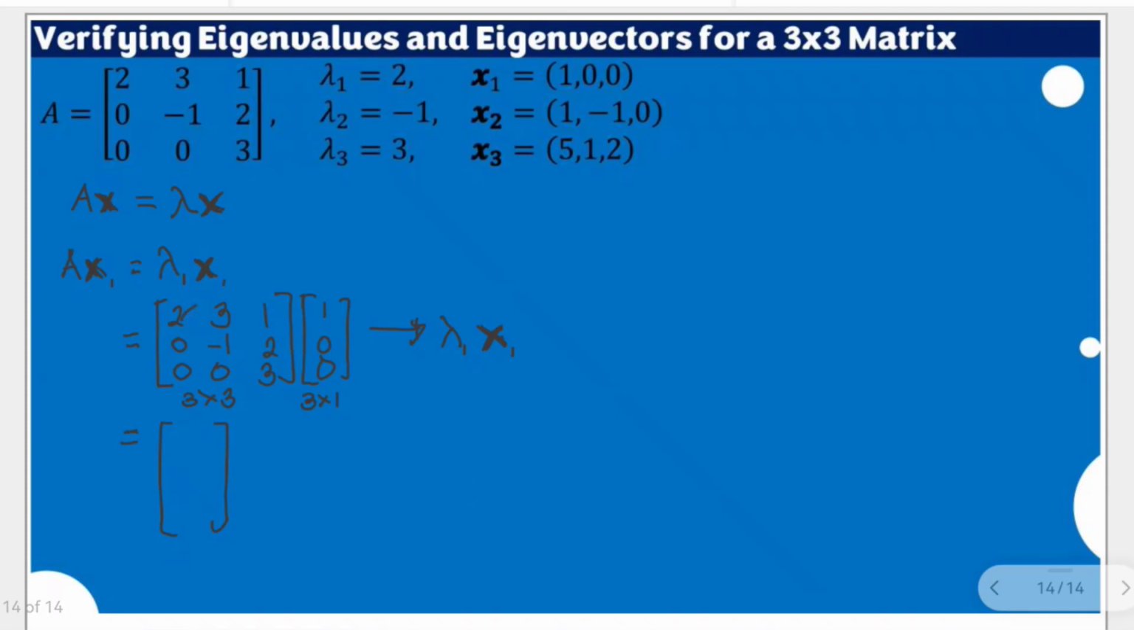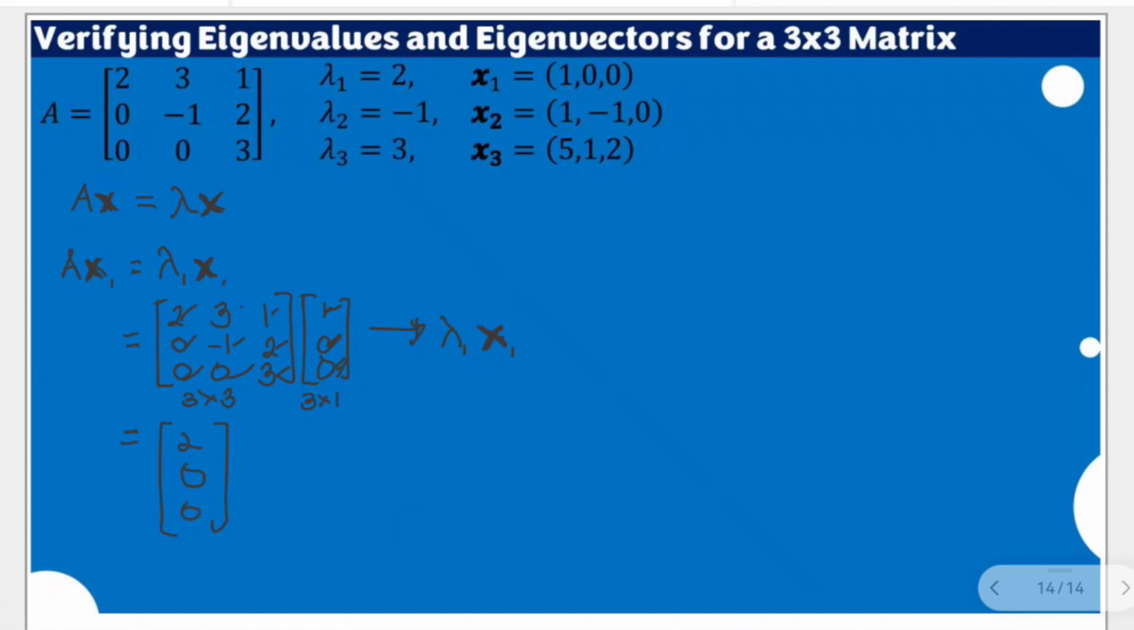So we have it like this. 2 times 1 is 2, 3 times 0 is 0, 1 times 0 is 0. Adding them all up, you have 2. Next, 0 times 1 is 0, negative 1 times 0 is also 0, 2 times 0 is also 0. So that's 0 here. And finally, 0 times 1, 0 times 0, 3 times 0, they're all 0. So this is your vector now.